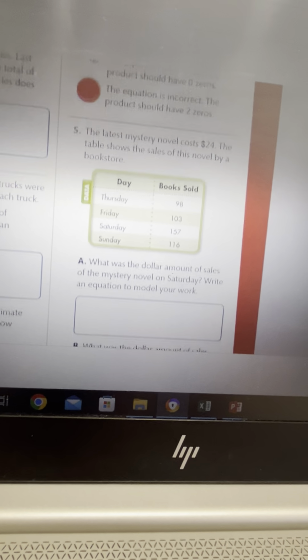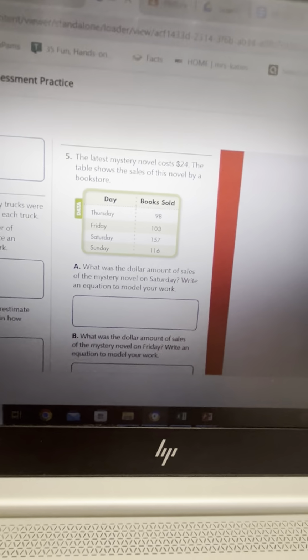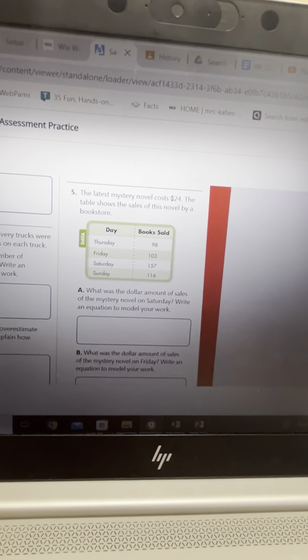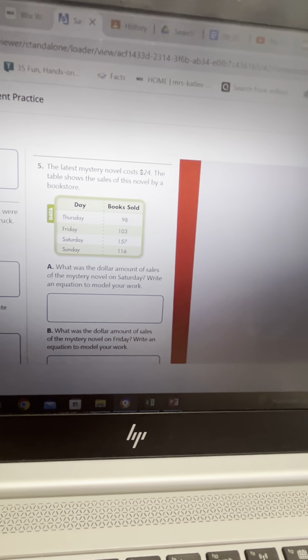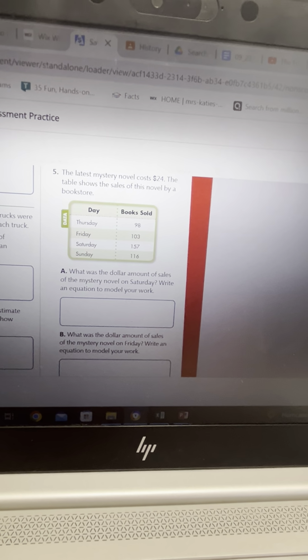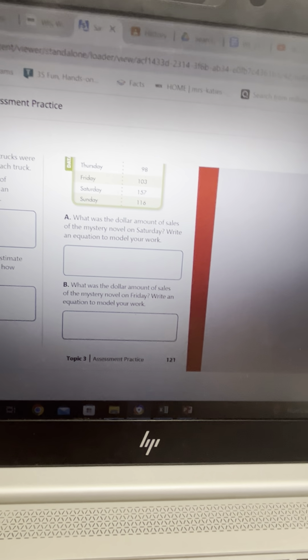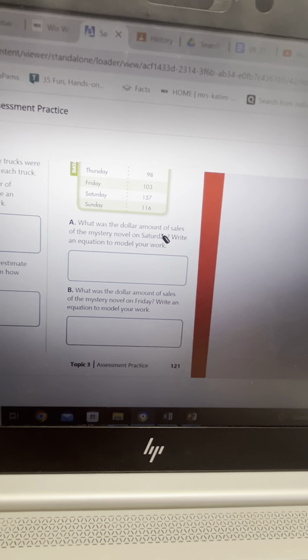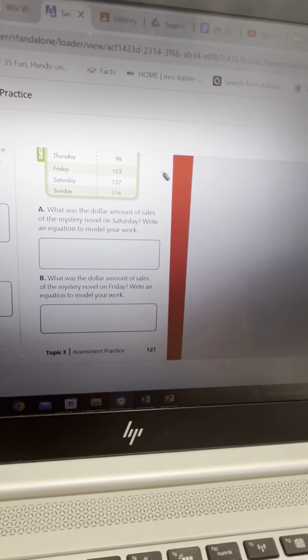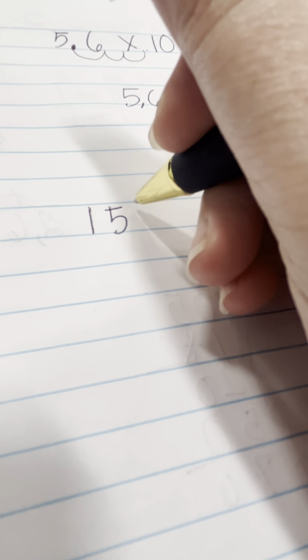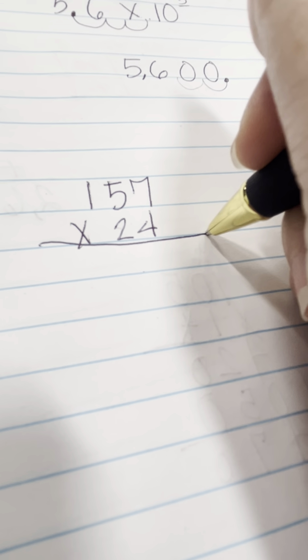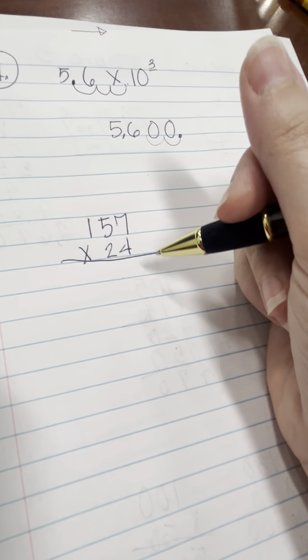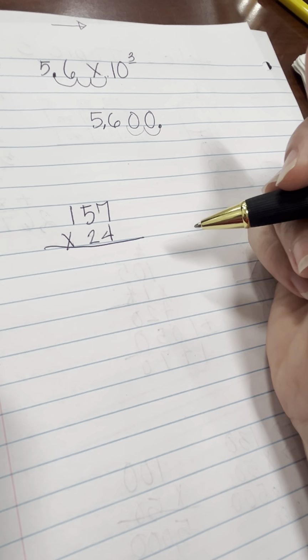All right, next. This one, they were supposed to multiply to find how much these mystery novels were costing. They're $24 a piece. And letter A was asking about the mystery novel on Saturday. So Saturday, 157. It said write an equation. So 157 times 24. Write an equation to model your work.